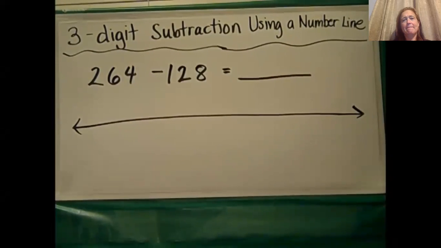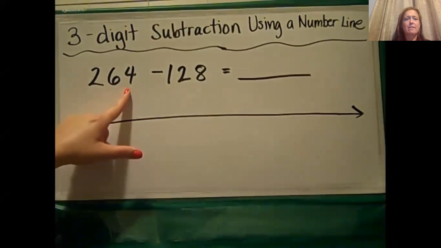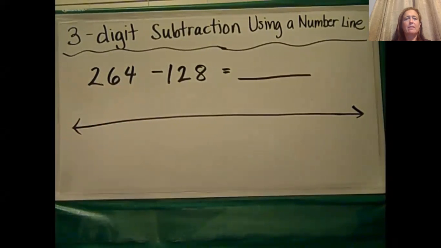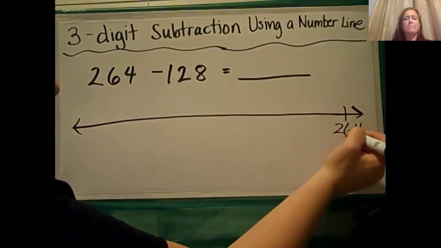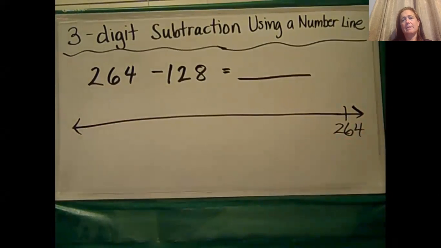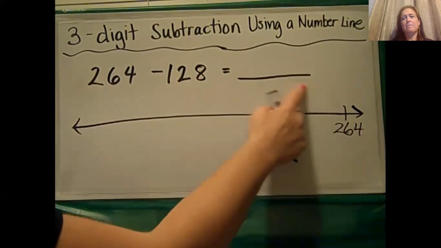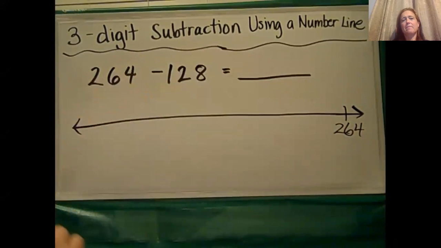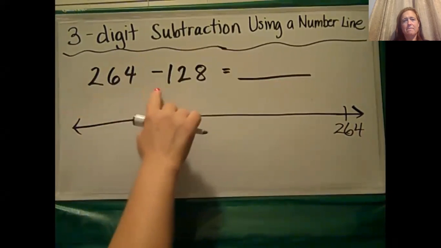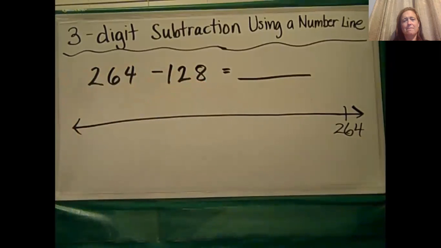Second graders can use a number line to subtract two 3-digit numbers. Since 264 is our biggest number, the number that we're subtracting from, I'm going to place that at the end of my number line. So that's going to be the biggest number on my line. I know that I have to make hops of 128 spaces to get the missing addend. What I'm going to do is break this down again by place value into hundreds, tens, and ones to make it easier.